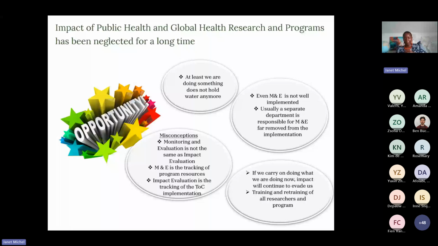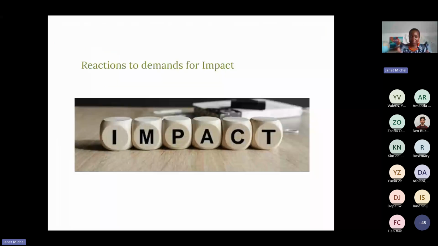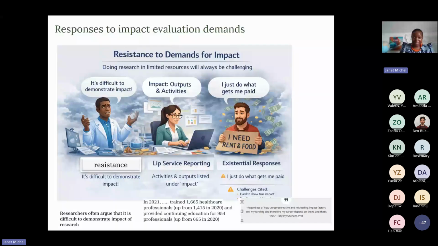When I started talking about impact to researchers, these are the responses that I got. One is resistance. Researchers and program managers say it's difficult to demonstrate impact, and they say we work in environments that are very challenging and we cannot produce impact. Others give lip service reporting, where they say, yes, impact is important. They put it on their website and you have a tab, impact. But when you look, you see that it's actually activities and outputs that they are reporting.